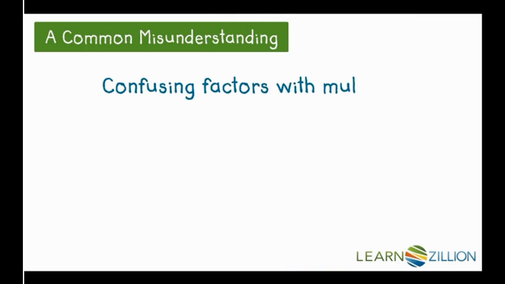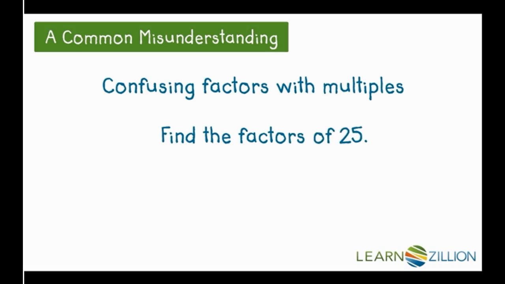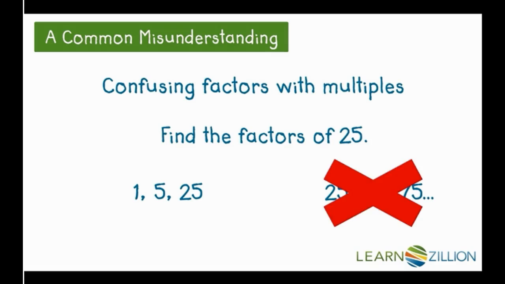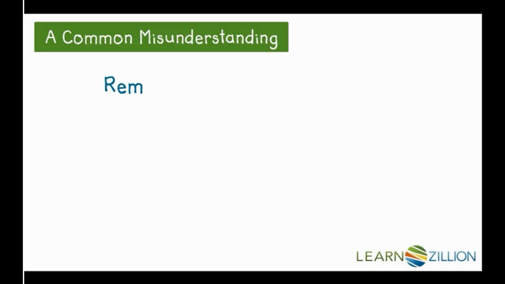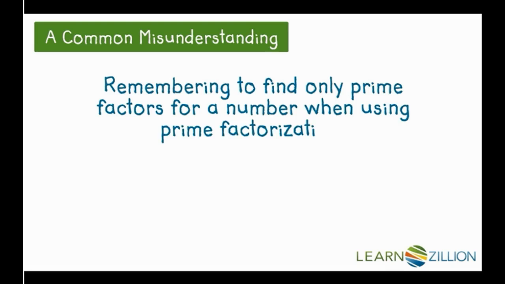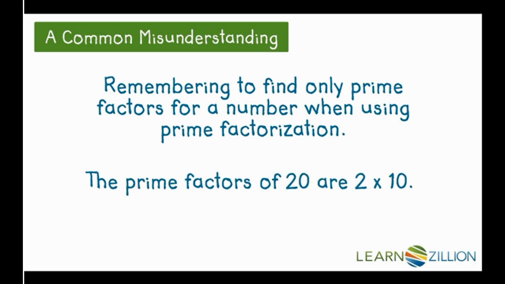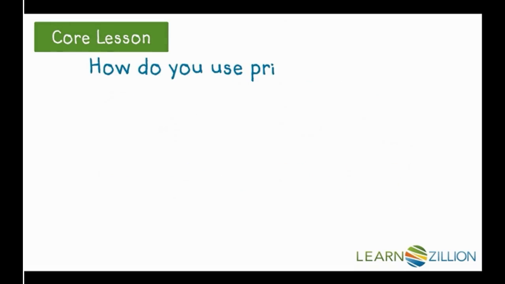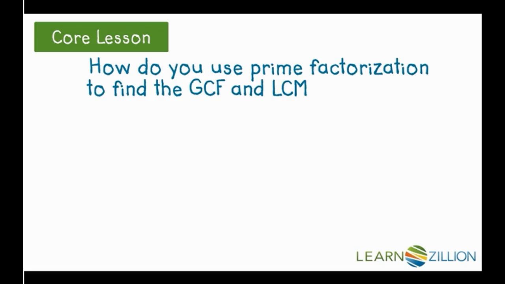A common misunderstanding is confusing factors with multiples. If I'm looking for the factors of 25, I want to find the pairs of numbers that when multiplied together give us the product of 25. I don't want to confuse that with its multiples. Remember, when you find the prime factors for a number, each of those factors has to be prime. If I stated that the prime factors of 20 are 2 times 10, I'd be incorrect. 2 is prime, but 10 is not. It's composite.